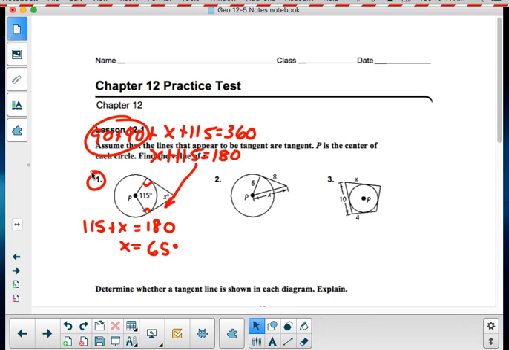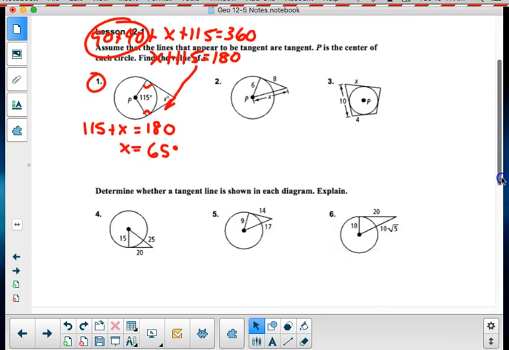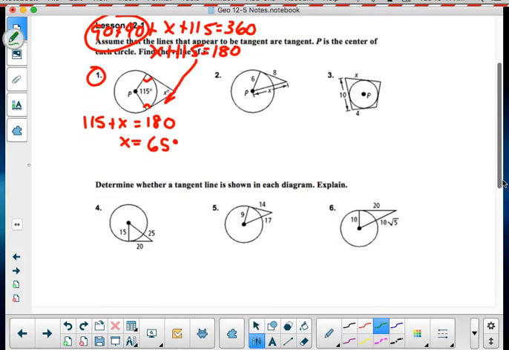Okay, in problem 2, you're looking at this idea that you have 6, 8, and 10, and they're supposed to be tangent. If they are tangent, that means touching, and the tangent and the radius or the diameter make 90 degrees at those points. So I've got 6 squared plus 8 squared is equal to x squared. 36 plus 64 is equal to x squared. And now I've got 100 is equal to x squared, and x is 10.